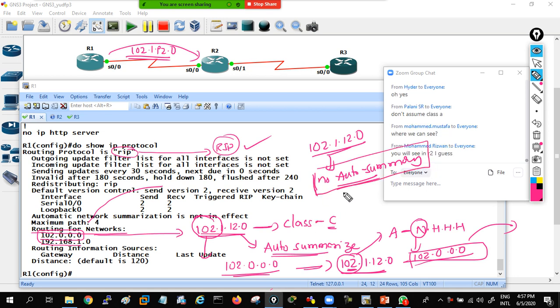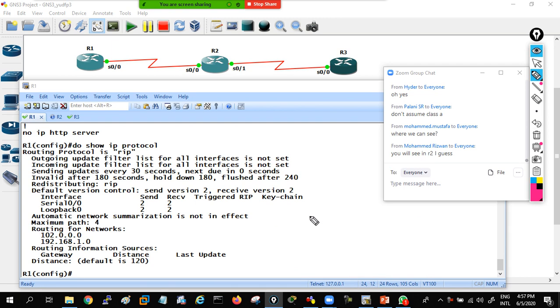Whenever you say the no auto-summary command, what it does is this. Consider the default nature of RIP, everybody see it, guys. For example, you configure 10.1.1.1 slash 24. Agree? Now in the routing protocol, in RIP, you said 10.1.1.0. Everybody agree, guys? Why did you say it like that?